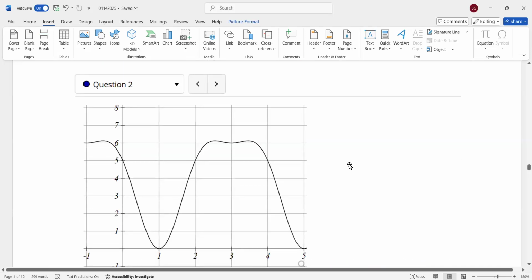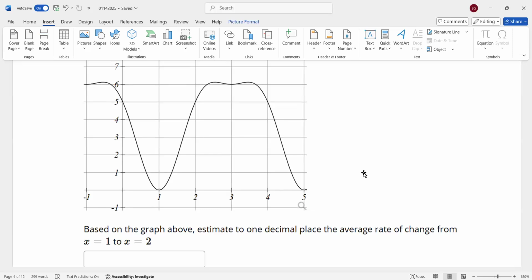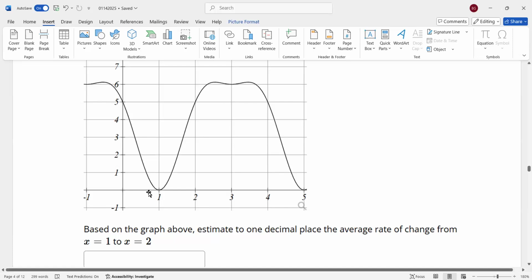Number 2, we are given a curve. By using the vertical line test, we can quickly determine this curve represents a function, right? Because there's no vertical line that would pass the graph more than once. So we are looking at a function. We are looking at the graph of the function.